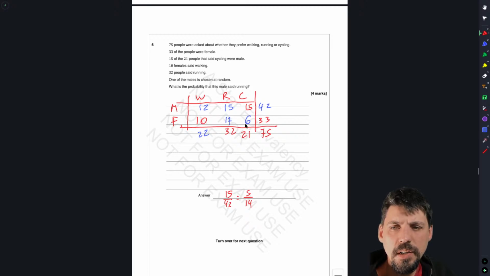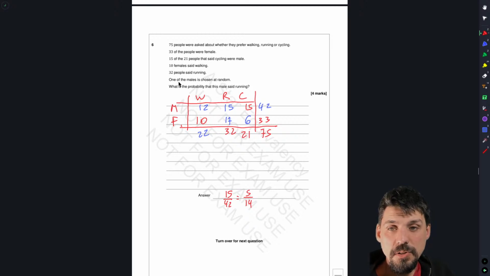32 people said running. Cool, 21, 32, that's 53. So I could have figured out that was 22. Figured out that was 12. 27, 15. I mean, it all works out quite nicely, doesn't it? 27, 33. You can't argue with that.